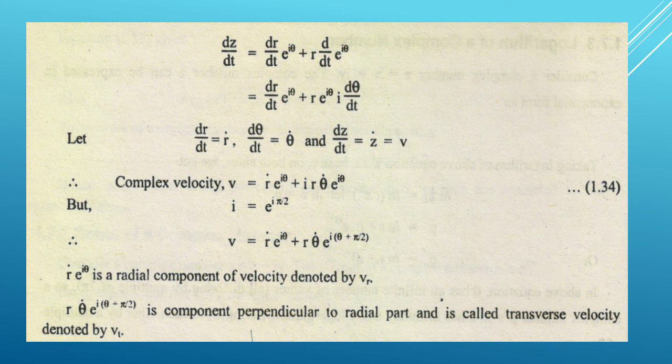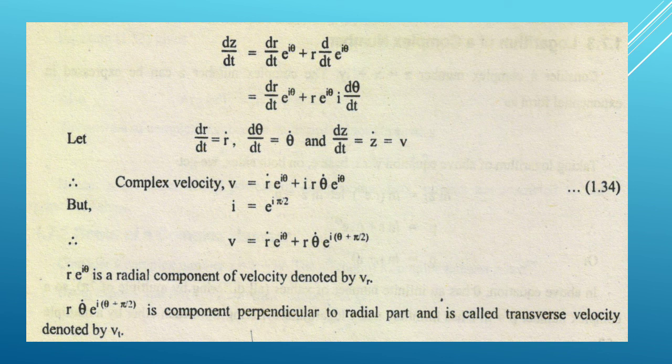Therefore, the complex velocity v = r dot e^(iθ) + i r θ dot e^(iθ). But i is equal to e^(iπ/2). Therefore, the complex velocity is equal to r dot e^(iθ) plus r θ dot e^(i(θ + π/2)).